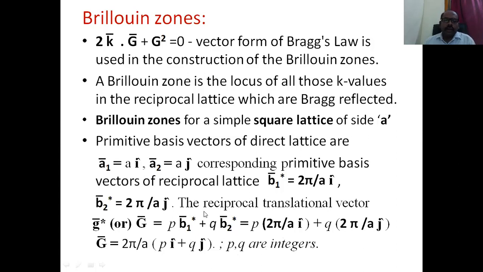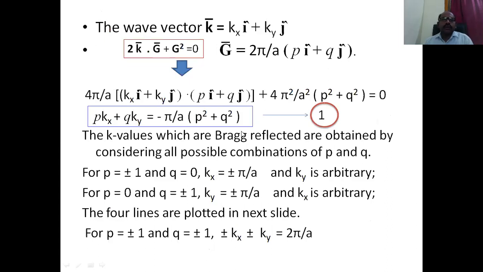That means with the help of this translation vector, we can represent every lattice point in the reciprocal lattice by changing p, q values. Now we write the wave vector k bar is equal to kx i cap plus ky j cap, and we have g bar here. We substitute these k bar and g bar in the above equation.